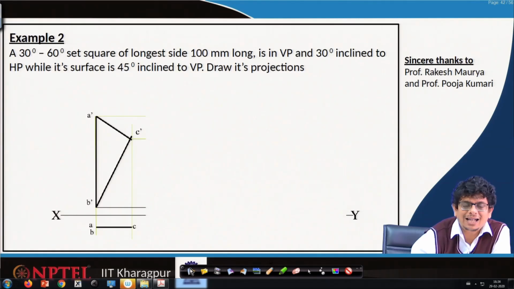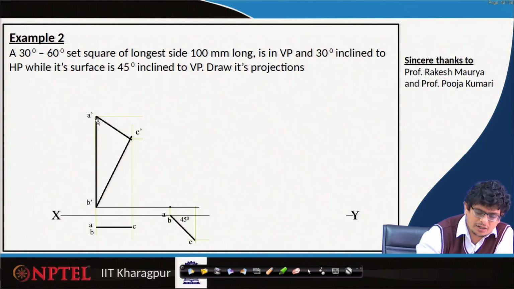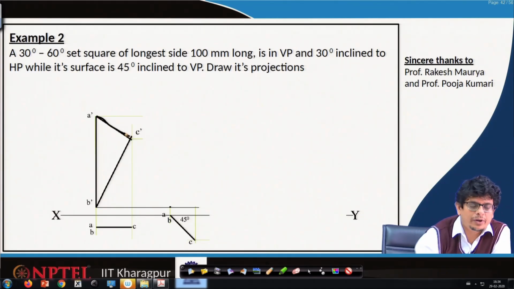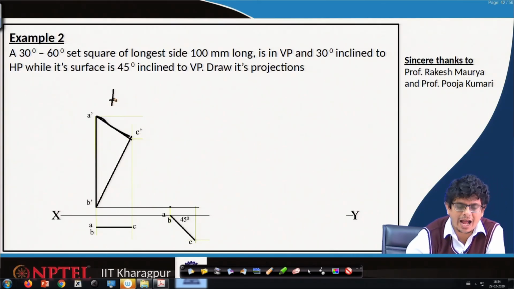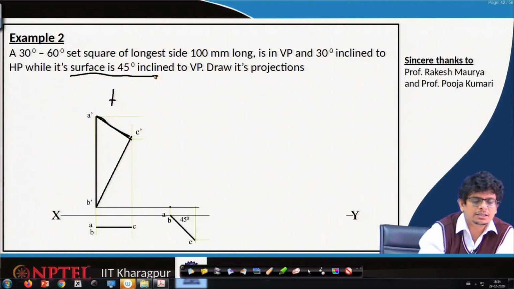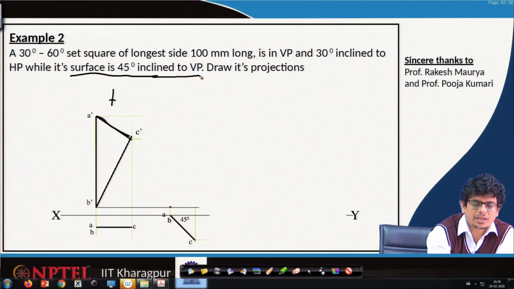Now, this has to be rotated. So, from frontal view, this plane, this AC, when we are looking in that direction, that entire surface has to be flipped at a 45 degree angle. Here we can see that the surface is 45 degrees inclined to VP.